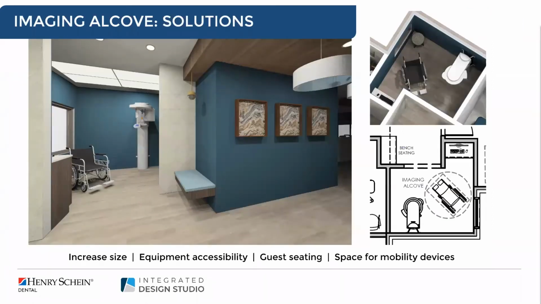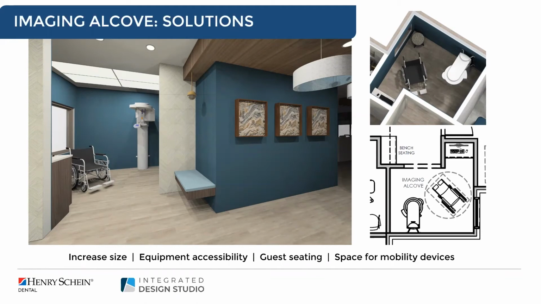There are some simple solutions that would improve this space for all users. Recessing the alcove off of the main hall a bit provides space right outside of the alcove for guest seating. This can also serve as a spot to keep personal belongings while having your images taken.